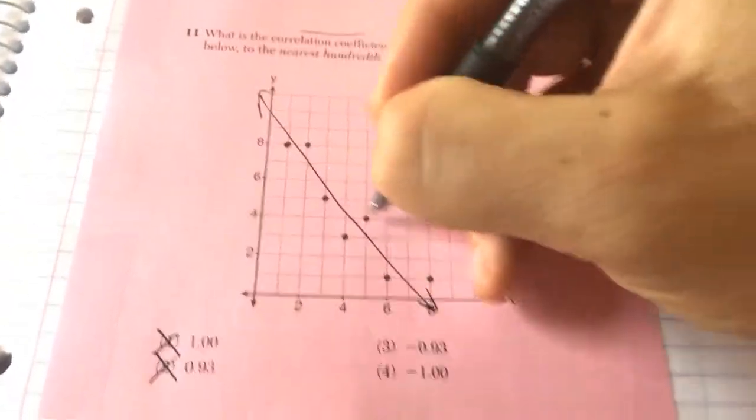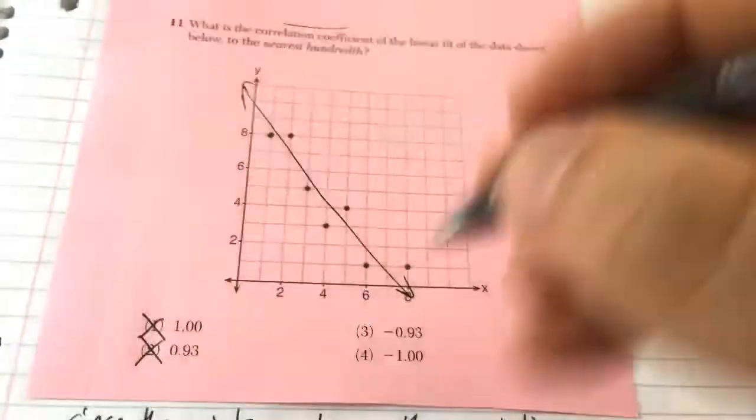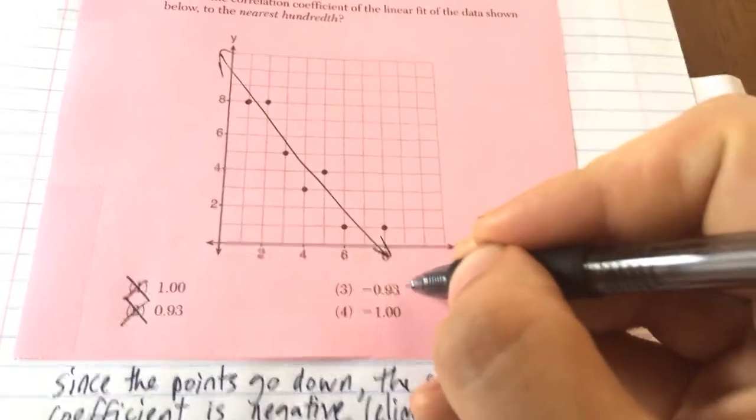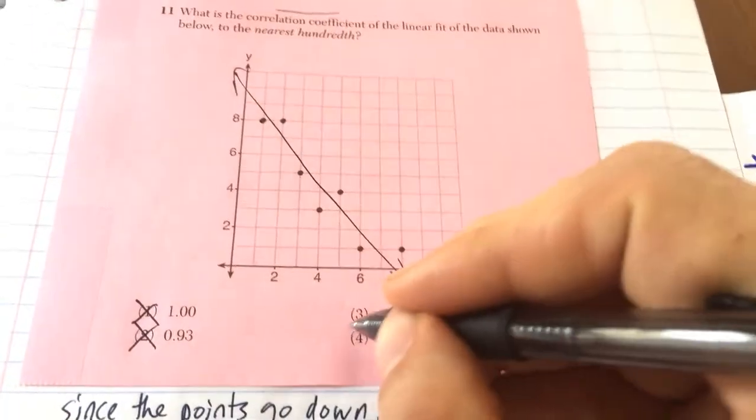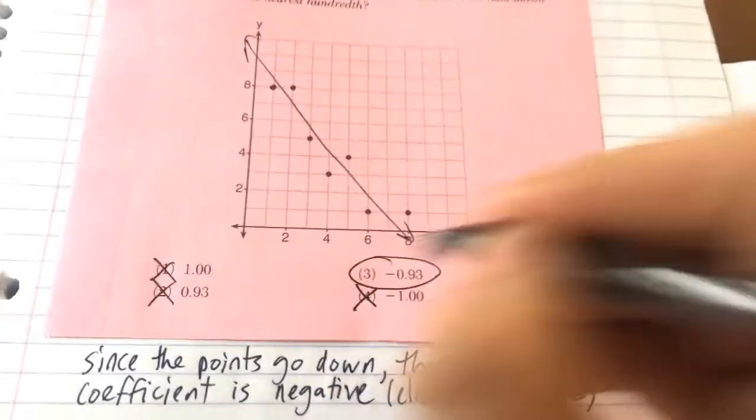Well, these points are kind of clustered around the line. They're not really forming a straight line. So I'm going to say it's close to negative 1, again because it's going down, but it can't be exactly negative 1. So choice number 3.